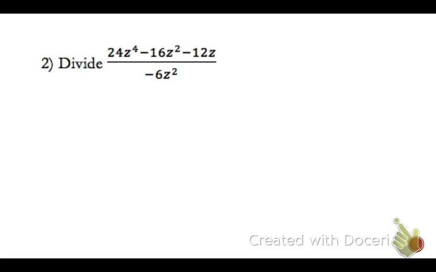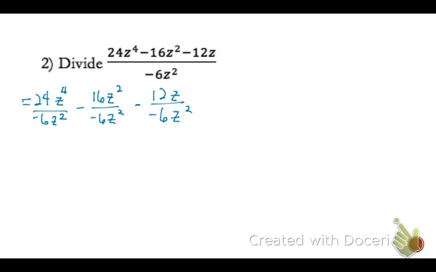In example 2, we have a trinomial divided by a monomial. So pause the video, take each of the numerator terms and place it over the denominator term, including the negative 6 each time. Now here's my step 1. You can see that I have included the negative 6 in each of those denominator terms.